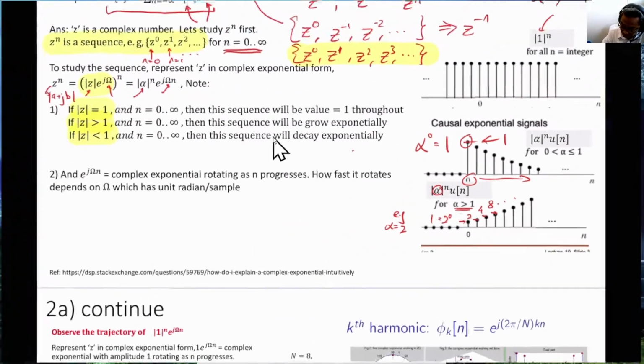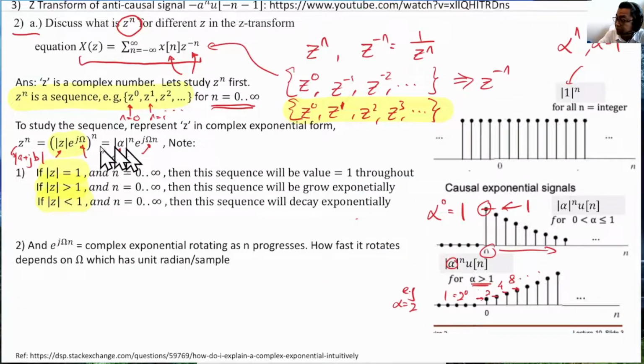Now, we understand the idea of the magnitude. Whenever we have magnitude equal to 1, the sequence value remains as 1 all the time. We haven't talked about the second part of the value, e to the j omega, yet. But let's proceed: with alpha greater than 1, it will grow, and with alpha less than 1, it will decay.